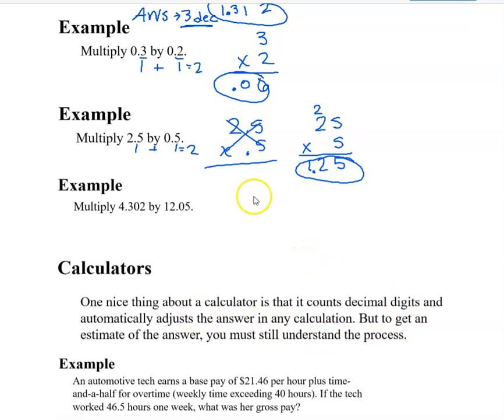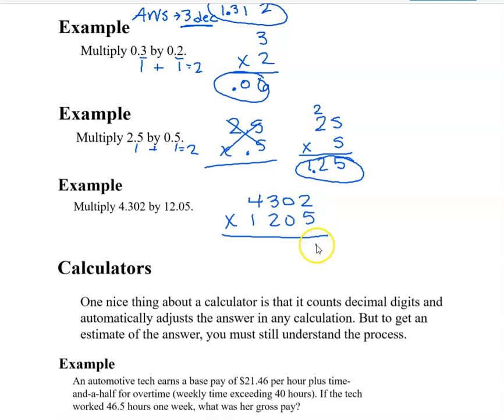So we've got, we're going to write those down without the decimals. 5 times 2 is 10, carry our 1. 5 times 0 is 0, plus 1 is 1. 5 times 3, 15, carry our 1. 5 times 4 is 20, plus 1, it's going to give us 21.